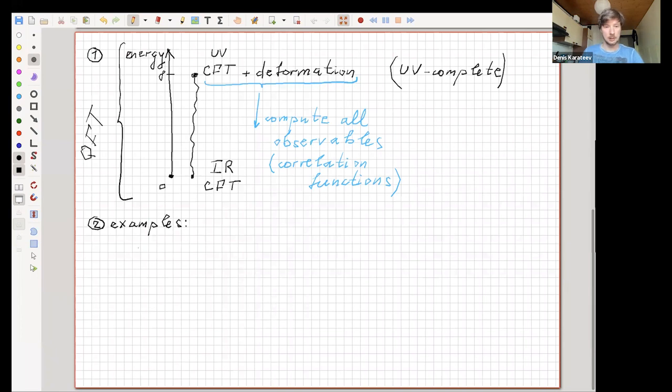Let me start with the simplest one, I guess, the phi to the fourth theory. The Lagrangian of the phi to the fourth theory is given by the following expression. So this is my kinetic term. Phi is the scalar field, and V is the potential, which is defined in the following way.